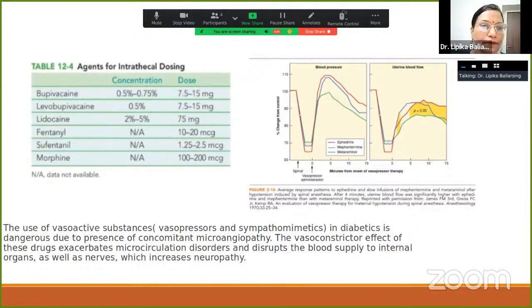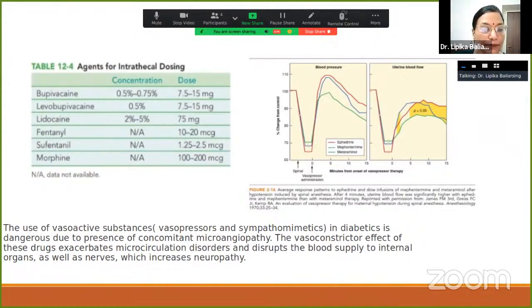Here I'm just discussing the usual practice of drug dosing and the use of vasopressor therapy. Here the spinal is given and the vasopressor is administered at 0, 5, 10, 15 minutes. So the effect of ephedrine, methylphenidate and metronidazole on the blood pressure: you can see ephedrine is the most consistent, and within 5 minutes the peak goes high and the uterine flow is maintained. So till now ephedrine remains the drug of choice, and methylphenidate also can be used.